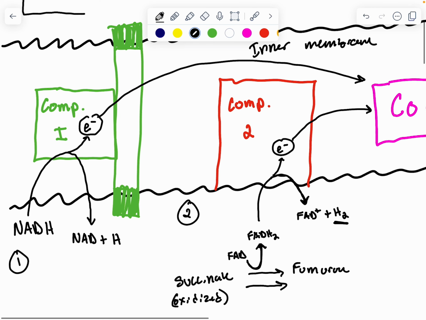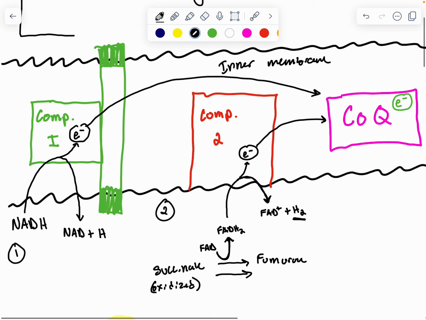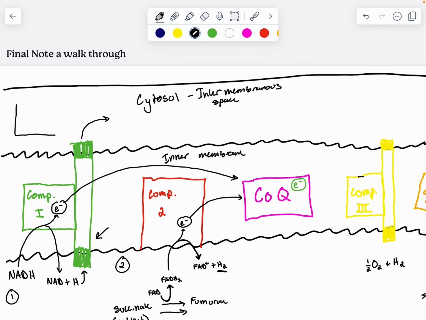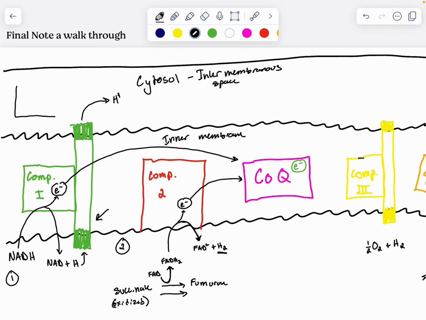But basically complex 1 is gaining a little bit of energy with this electron, but when this electron is removed and this complex loses energy, this pore right here opens and it allows this hydrogen to flow out into the cytosol or into the intermembranous space.